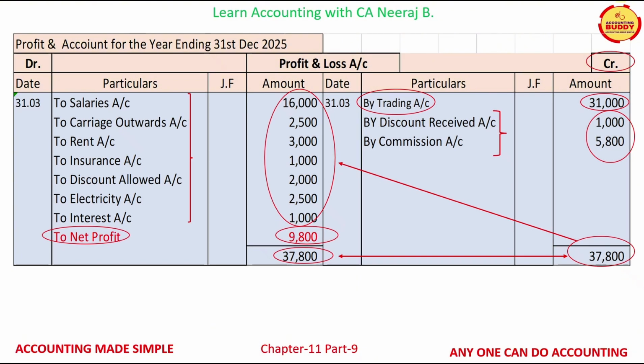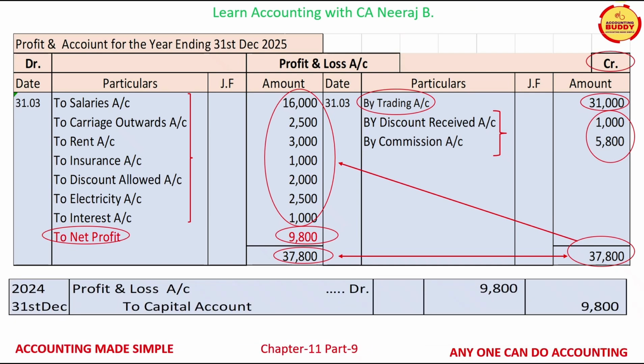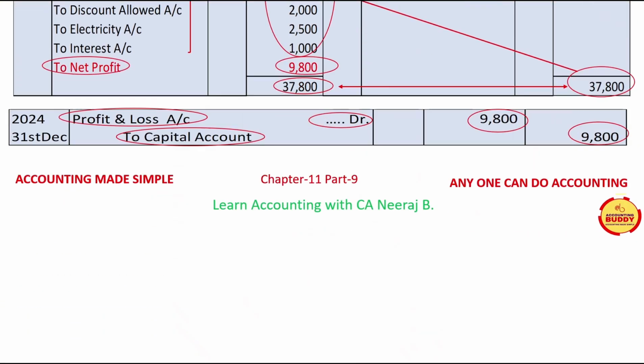The net profit of the business is transferred to the capital account of the business owners by passing the entry displayed. The two accounts which are affected are profit and loss account and capital account. Profit and loss account in this case will be debited and the capital account will be credited by $9,800.